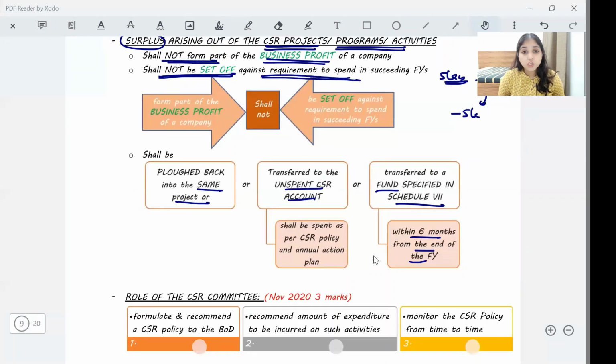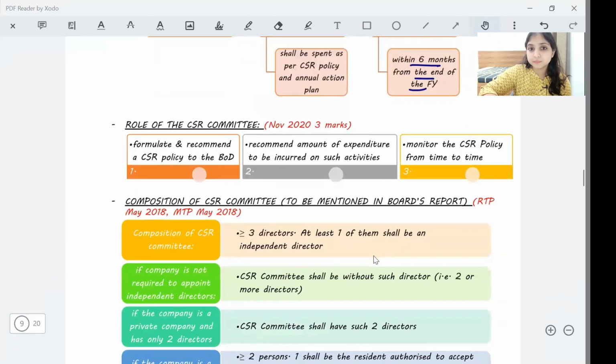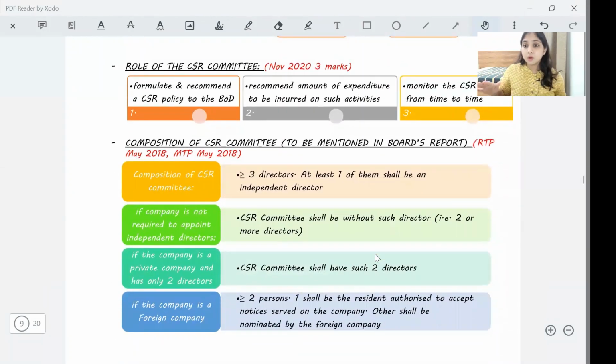That surplus will not be a part of the profits of the company. That surplus cannot be set off against subsequent years' CSR obligation. That surplus should be used for the same CSR activity, or transferred to unspent CSR account in case you have an ongoing project, or transferred to Schedule 7 fund. Okay, now shall I take you forward? Shall I take you ahead to the remaining concepts? Till here you should have understood.